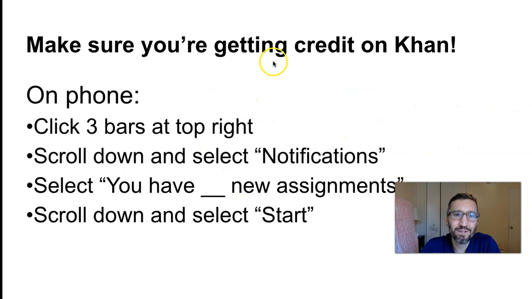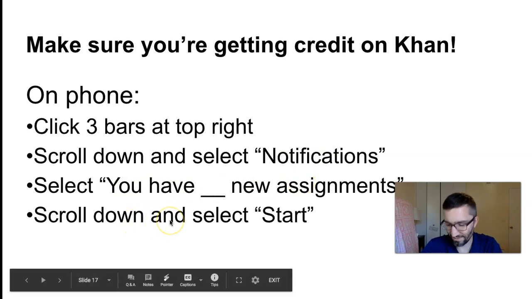And again, make sure you're getting credit. If you're going to do this on your phone, at least the last time I checked, it looks like this. When you're in the Khan Academy course, there'll be 3 bars at the top right. Click on that, scroll down and select notifications. And then it should say somewhere you have blank new assignments, and that will take you to the assignments page. And then scroll down and select start.